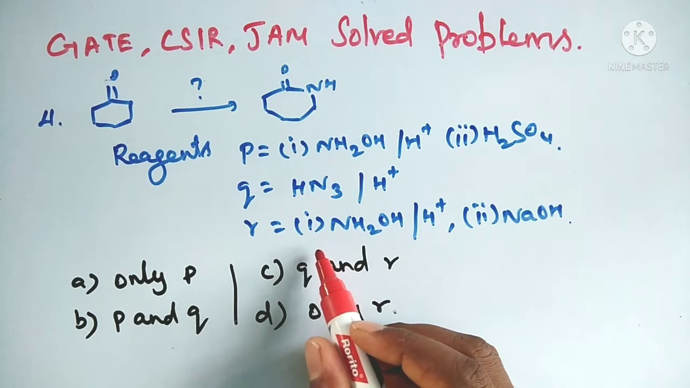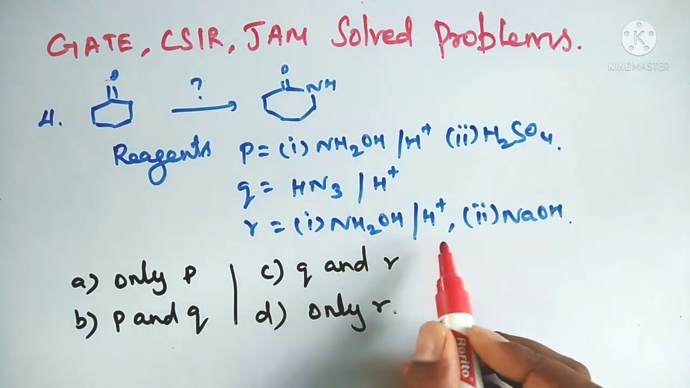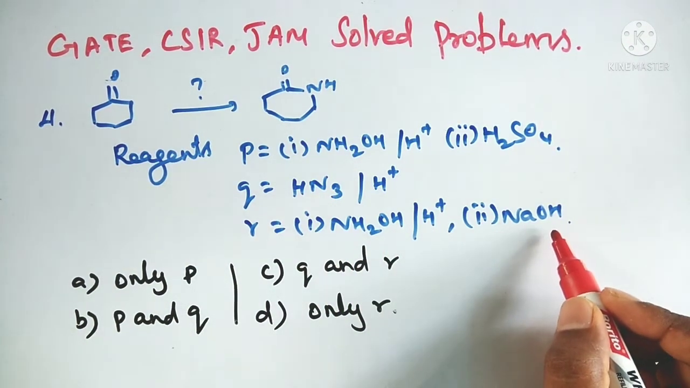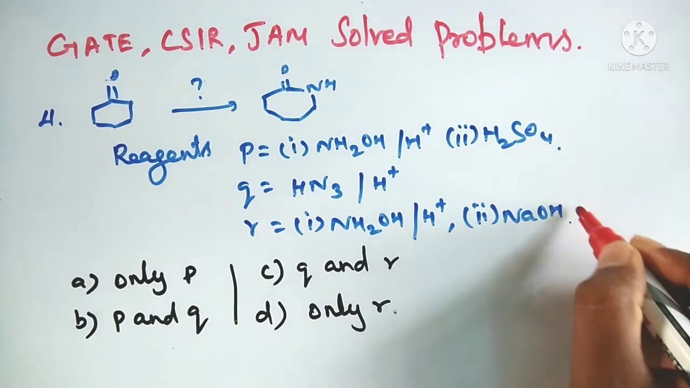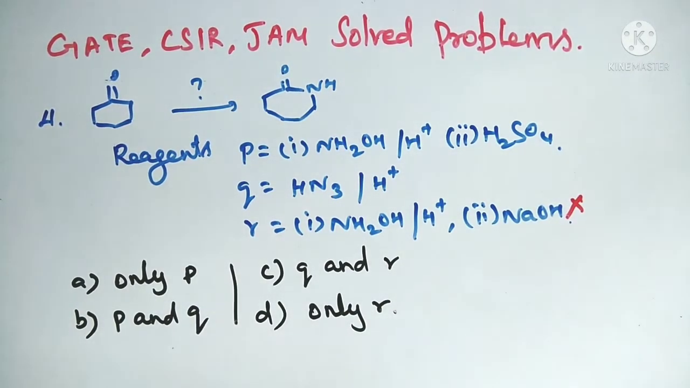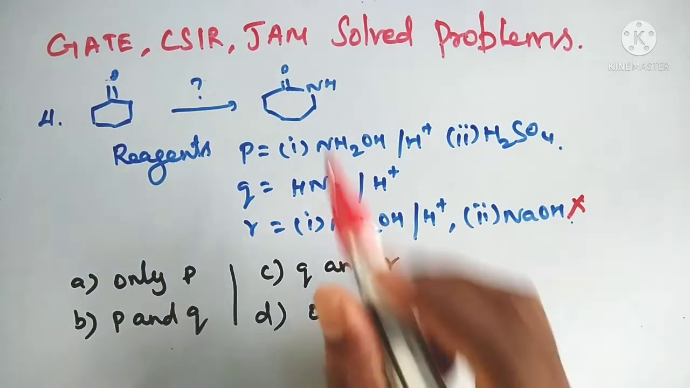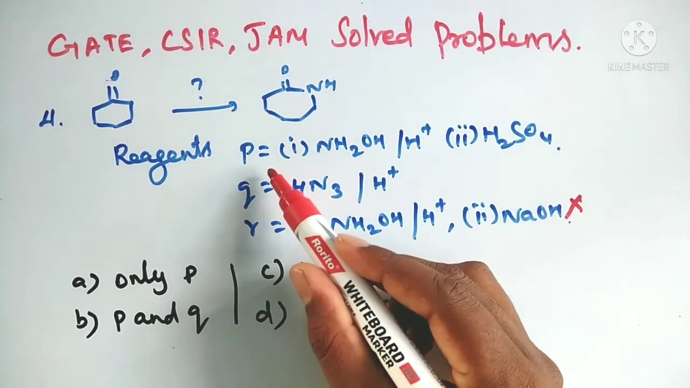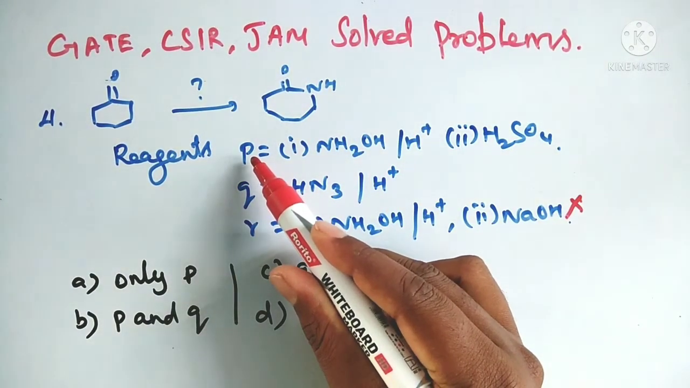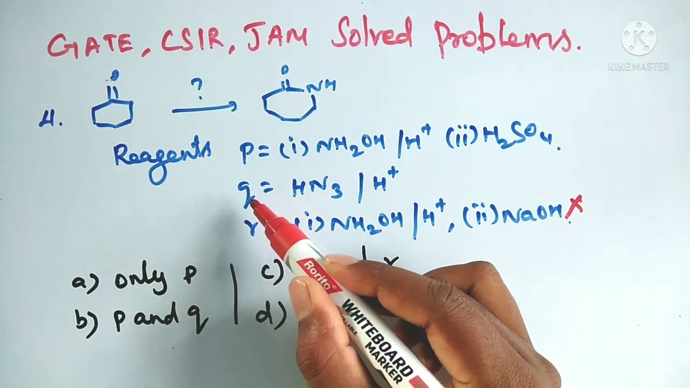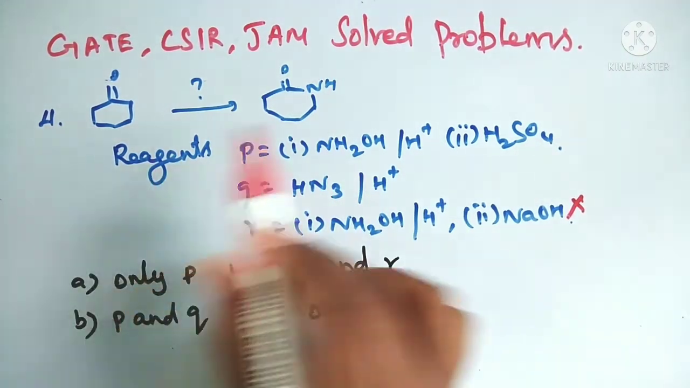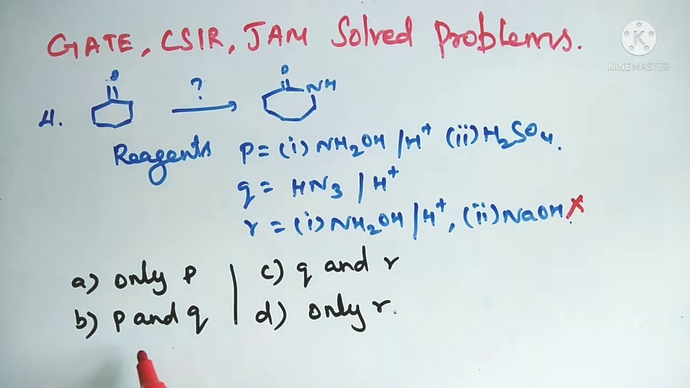The third one is they gave hydroxylamine, but they gave base. The Beckmann rearrangement we are not using base, so this is wrong. So which is our correct answer to synthesize the caprolactam? The answer P and Q is the correct reagent to synthesize the caprolactam. Our correct answer is P and Q. Correct answer is B.